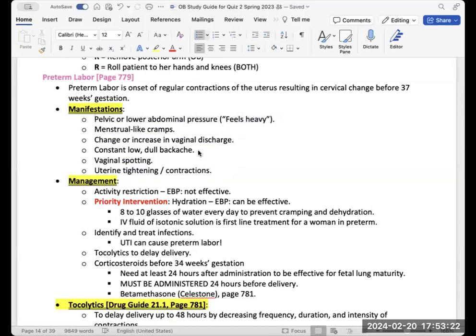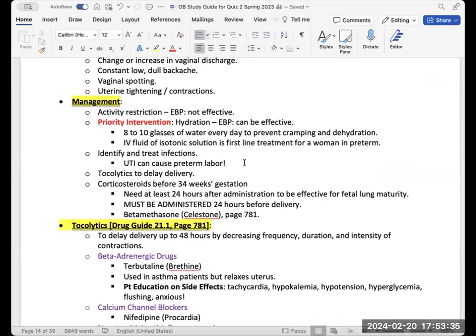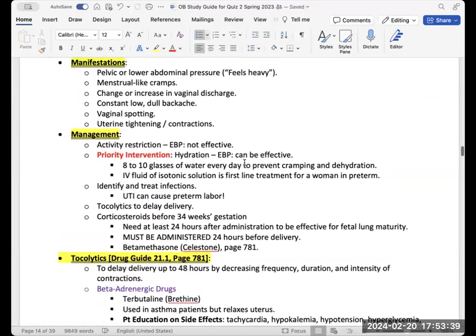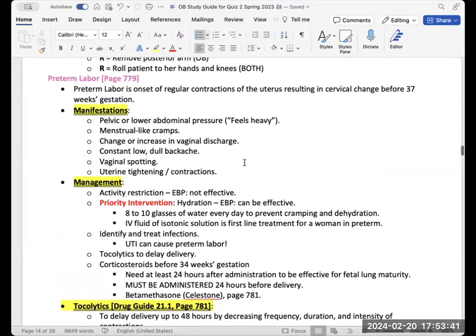And the key indicator that lets you know this is that they're having regular contractions and seeing these things like the low back pain, with contractions before 37 weeks gestation. So management, activity restriction, okay? It's not really that effective in this situation. It's not going to really help.